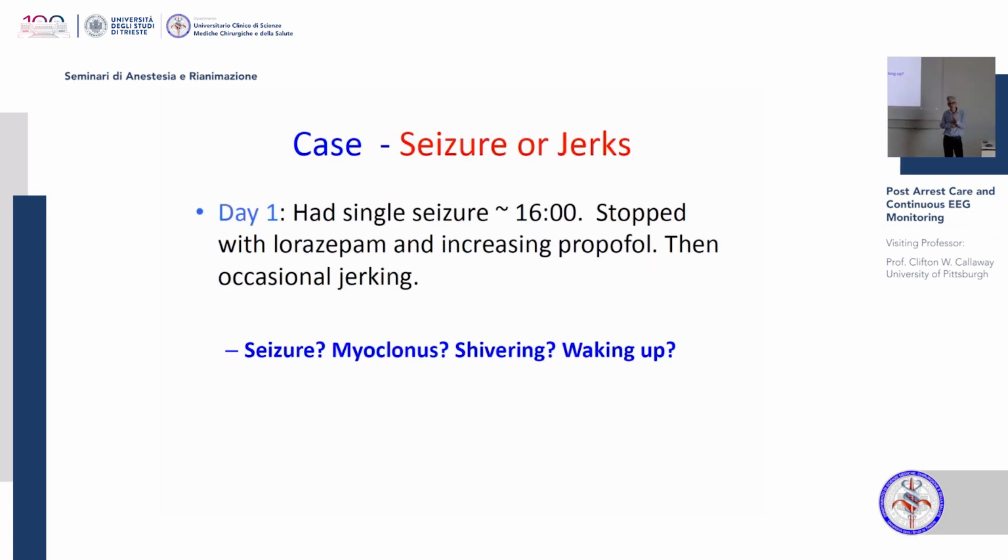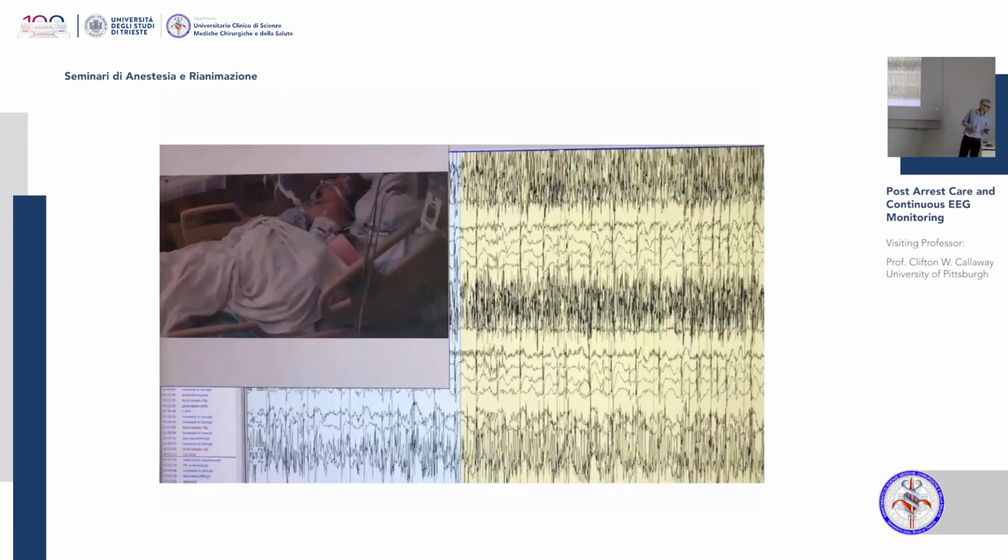But in her first 24 hours, she has an episode of jerking. The nurse's call says she's having a seizure. And it stopped when they gave lorazepam. But she continues then to still have jerks. And every once in a while, she'll have an abdominal jerk or a body jerk. Is this a seizure? Is it myoclonus? Is it shivering? It's sometimes hard to tell.